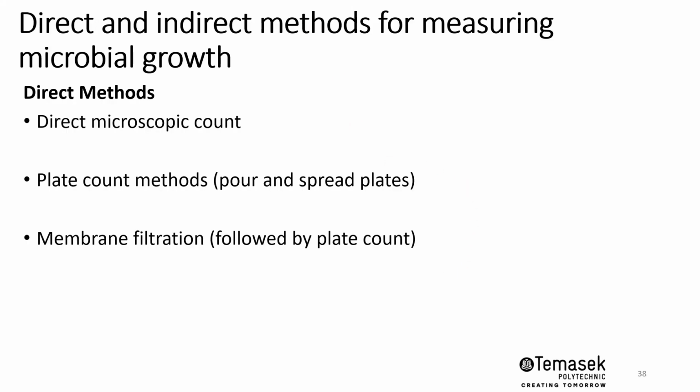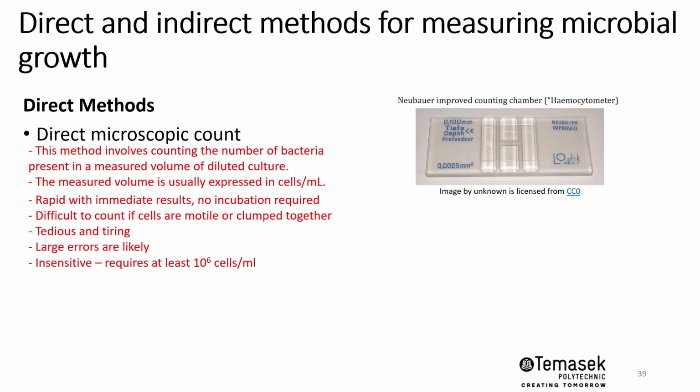Let's look into more detail at the individual direct methods that we talked about in the last slide. Direct microscope count is one of the direct methods for measuring microbial growth. This method involves counting the number of cells present in a volume of the diluted culture itself, and often we express it in cells per ml. You can do this count using a hemocytometer, as you can see on the right here in a representative image.